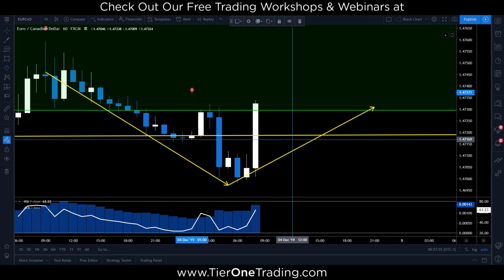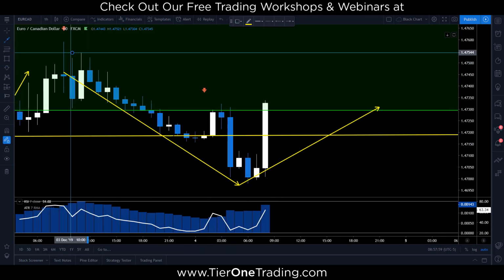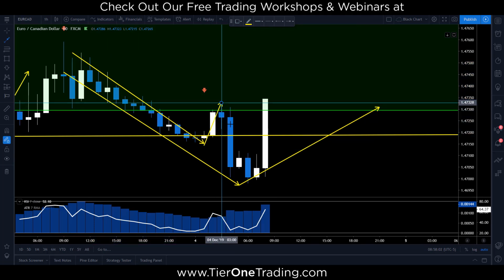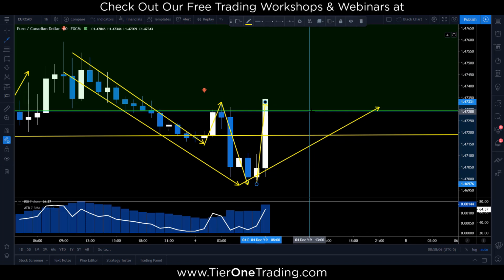If we go back down to the hourly, you'll get a clearer picture of what's going on. Again, this was our little wick right here, how we came up, and then we came back down. Now we're retesting this level. Again, right now we're within the last 2 minutes of this candle, so it'll be interesting to see what forms here or how it forms.